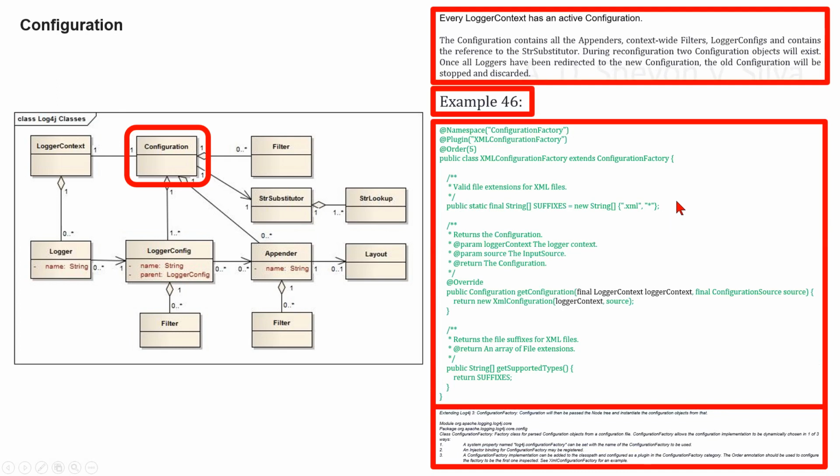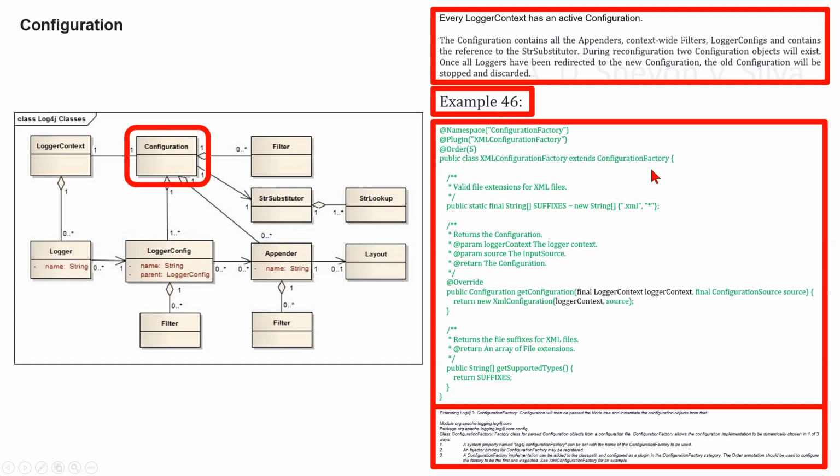Now we are considering extending Log4j 3 configuration factory. Configuration will be passed to the node tree and instantiate the configuration object from that. The class ConfigurationFactory in package org.apache.logging.log4j.core.config in module org.apache.logging.log4j.core. Factory class for parsed configuration object from the configuration file.